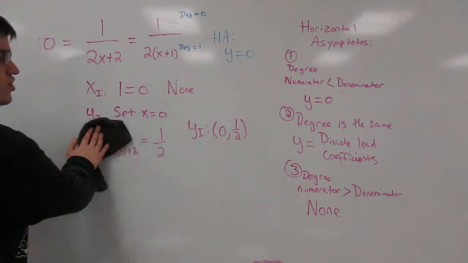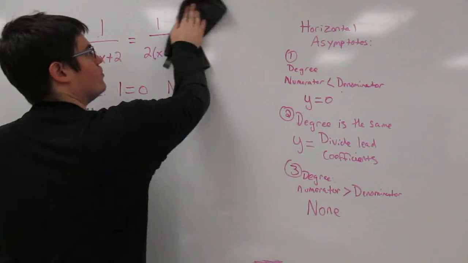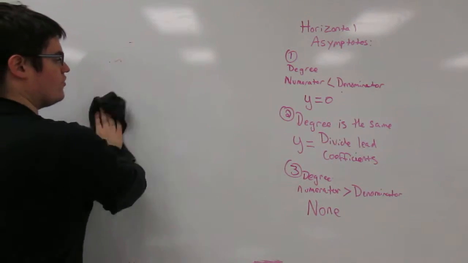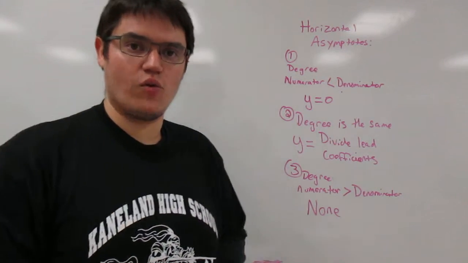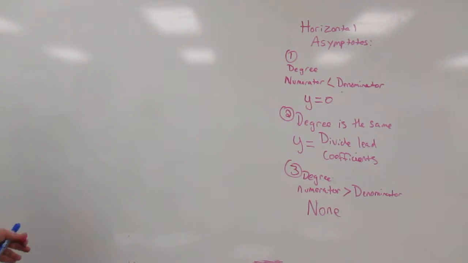Okay. Try to do the next one on your own, and then we'll come back together. Remember, try to find the horizontal asymptote, the x-intercepts, and the y-intercepts. Okay?